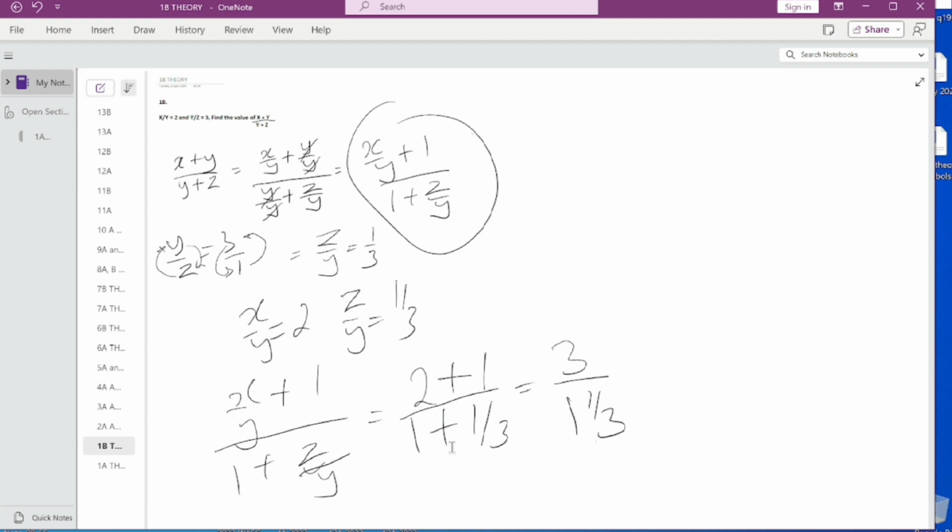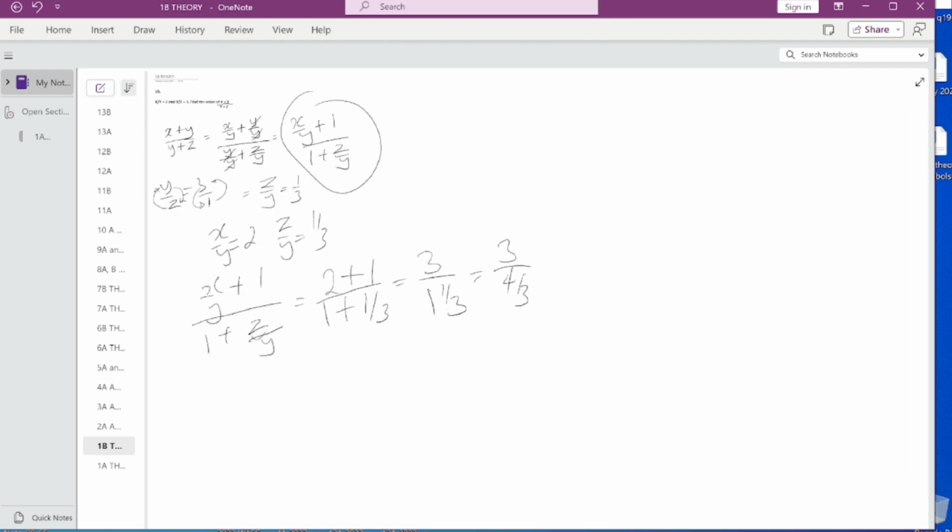And you can find the LCM and solve it the other way if you prefer. Then we convert the mixed fraction at the bottom to an improper fraction. That's 3 times 1, 3, plus 1, 4. We have 4 over 3. We can further break this down. We have 3 over 4 over 3, which is also 3 divided by 4 over 3.